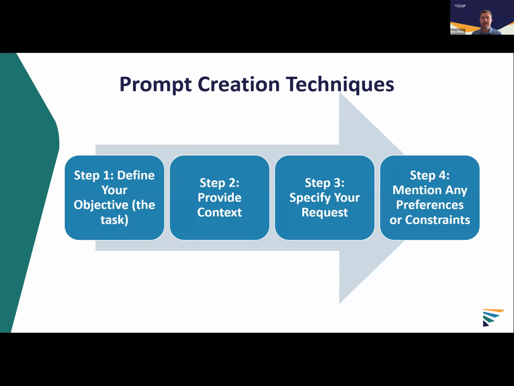Number 2, providing context, is really important. Making statements like, you are an expert college math tutor. You are a course designer for a college math class. Whatever that context and that caricature of the character of the AI chatbot that you want. Number 3, specify your request. Give specifics.